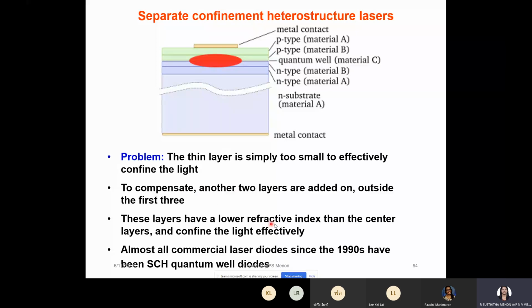These layers have a lower refractive index than the center layers, and they can confine the light effectively because, remember, the N is lower. Almost all commercial laser diodes since the 1990s have been separate confinement heterostructure quantum well diodes. So this is the most common structure for laser diodes.